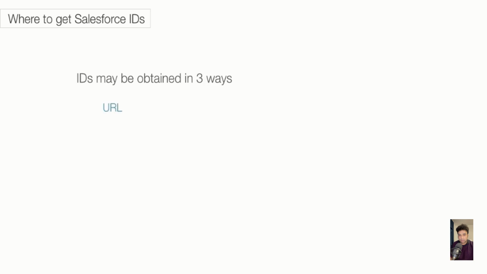You can open the record and see the ID in the browser, or you can run a report, or you can even export the data using the data loader tool. The first two options give out a 15-digit ID, and the data loader always gives out an 18-digit ID.